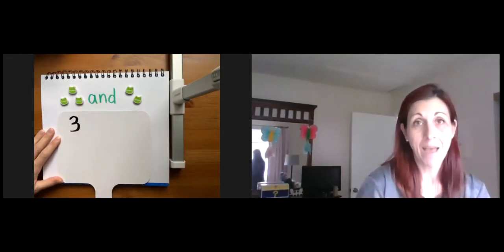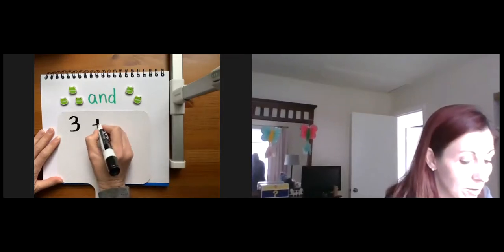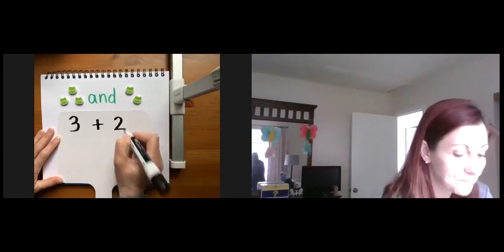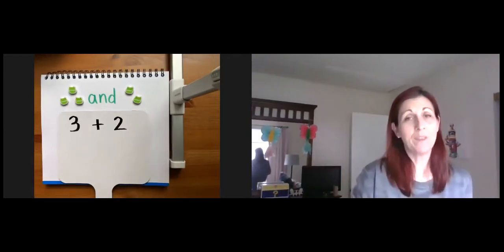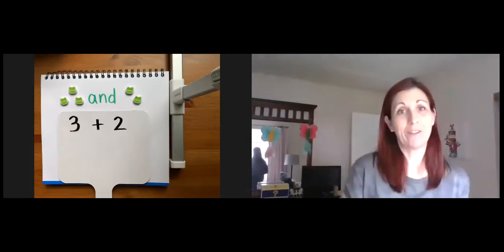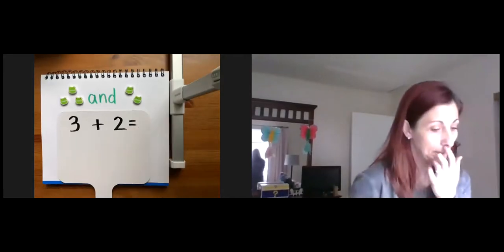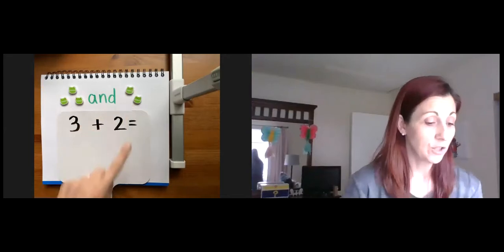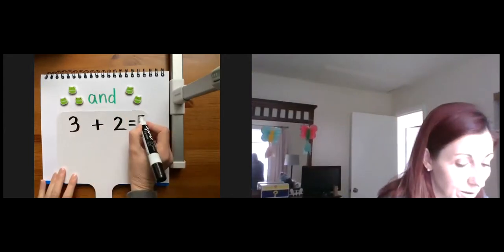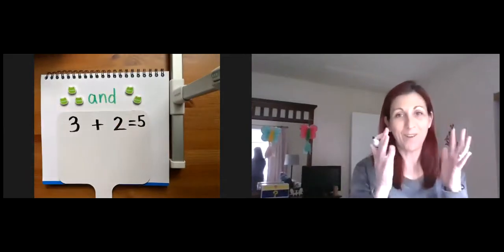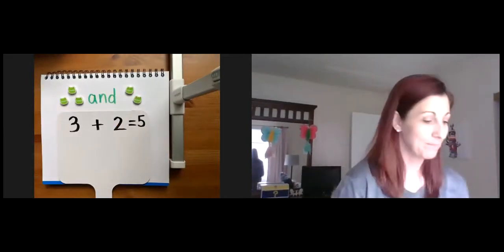Last week we talked about how the word and in math is also written with this symbol, plus, and 2 more frogs, okay? Now obviously with a number sentence like this, what we're wanting to do is we want to see how many are all together, okay, with that equal sign like this, okay? All right, so 3 and 2 more is going to equal 5. 1, 2, 3, 4, 5. We want to count them all together. All right, let's try another one.